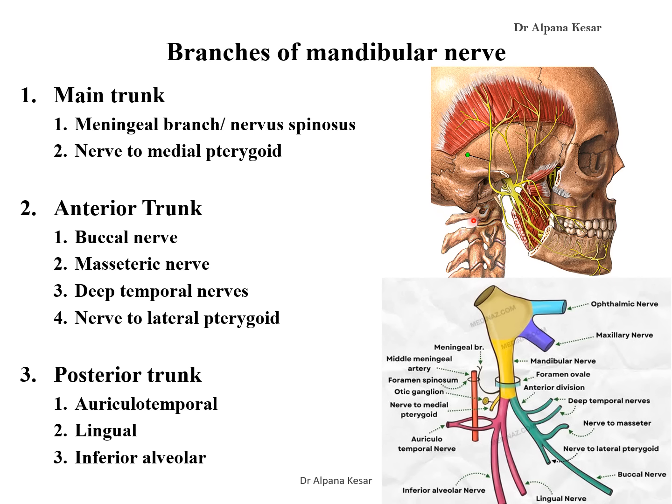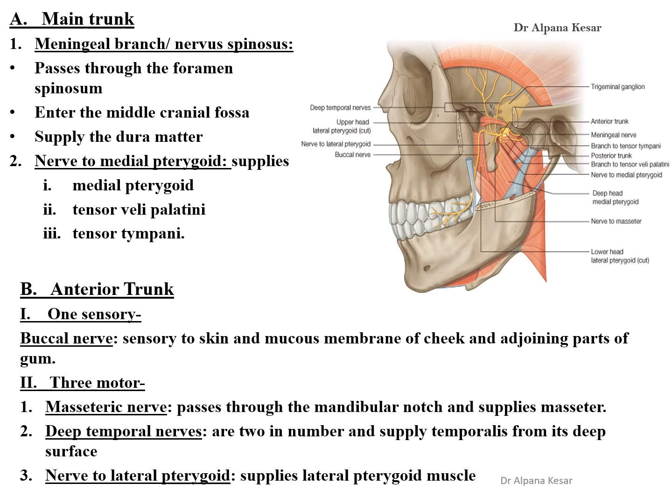The posterior trunk, which is the larger of the two, gives three branches: auriculotemporal, lingual, and inferior alveolar. Auriculotemporal and lingual are purely sensory, while inferior alveolar is mixed, that is, it has both sensory and motor fibers. Further, we will discuss the course and distribution of each of the branches of mandibular nerve.